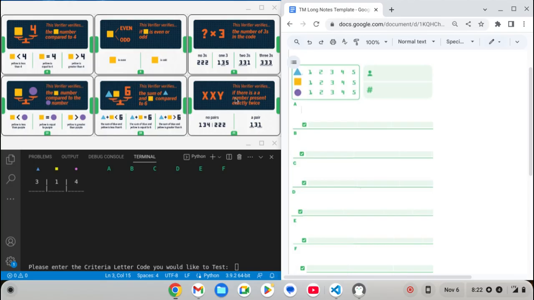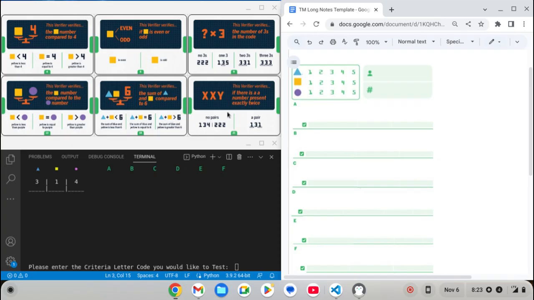Criteria card D will take a look at our middle and last digits, square and circle, and compare them. So should the value of square be less than circle? Should they be equal? Or should the value of square be greater than circle? Criteria card E will take a look at our first and middle digits, triangle and square, add them up, and compare the sum to the number 6. So should the sum be less than 6? Should it be equal to 6? Or should the sum be greater than 6?